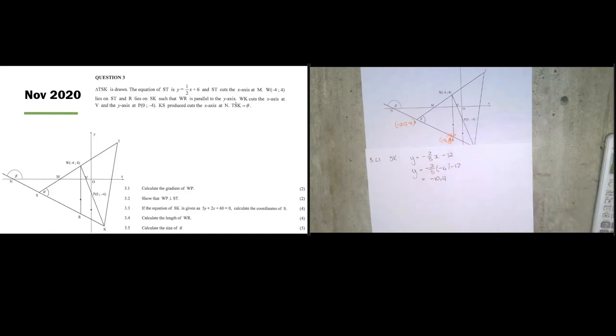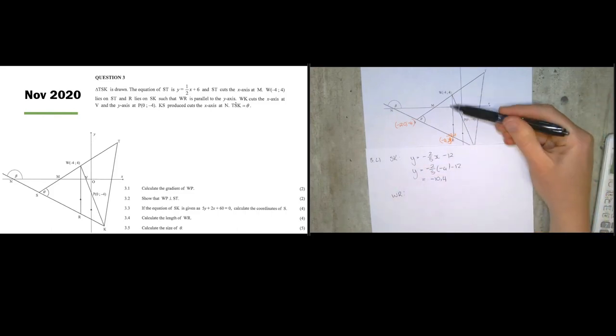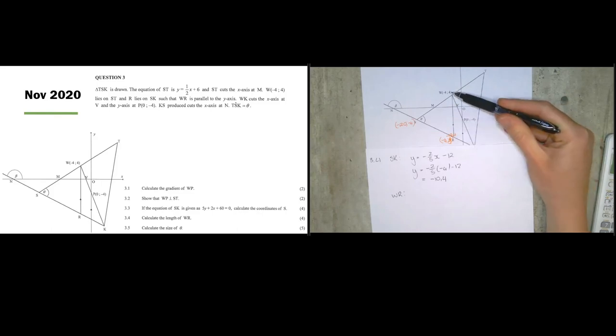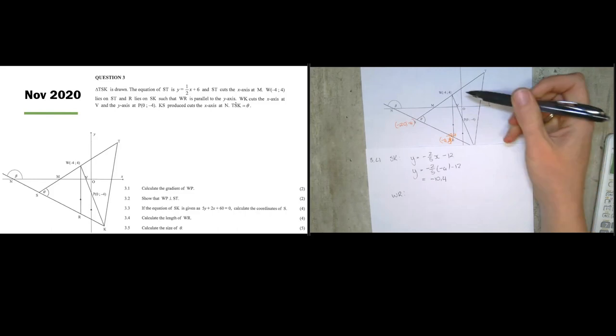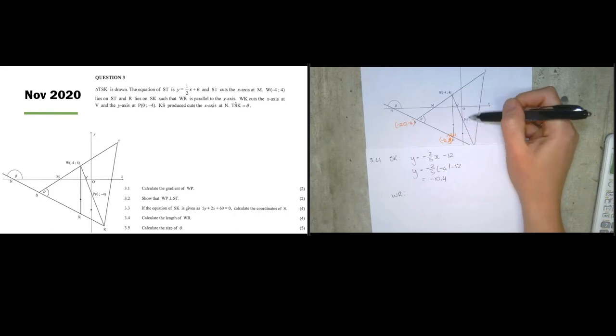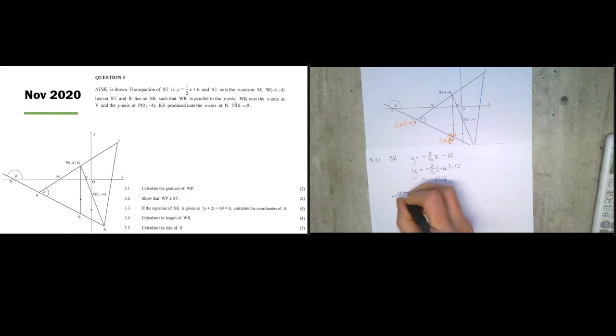They're asking me the length of WR. There are two ways I can do it. I can either see it from the sketch. Because this is a parallel line to the y-axis, I know this is perpendicular to the x-axis. So I can see that is 4 and that is 10.4. So WR in total must be equal to 14.4 units. If I'm struggling to see it, I can calculate it with the distance formula.